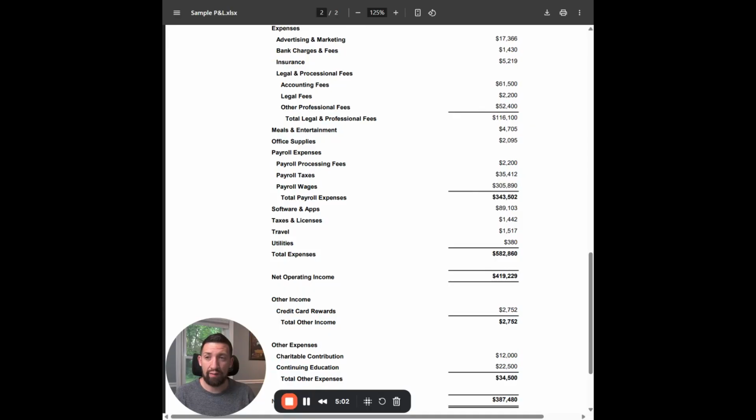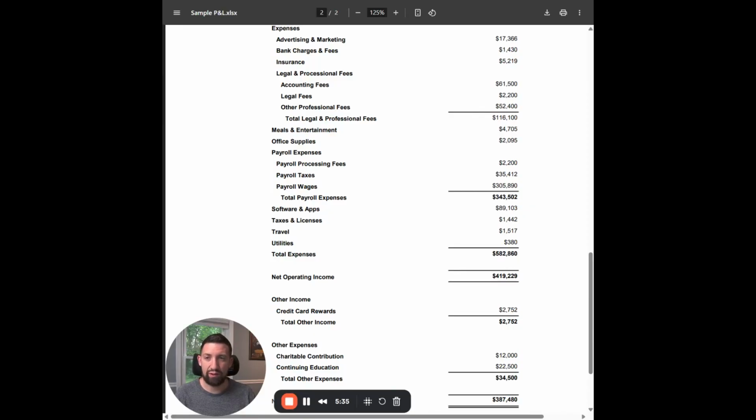Last up, we've got non-operating items. These are not part of your core business, but still relevant for a complete picture. Other income, things like credit card rewards or miscellaneous rebates. Other expenses can be things like education, conferences, charitable donations, expenses that aren't routine business costs but are still worth tracking. These help you arrive at your true net income, which is what's left over after all expenses are accounted for. So there you have it, a complete walkthrough of a property management company P&L.